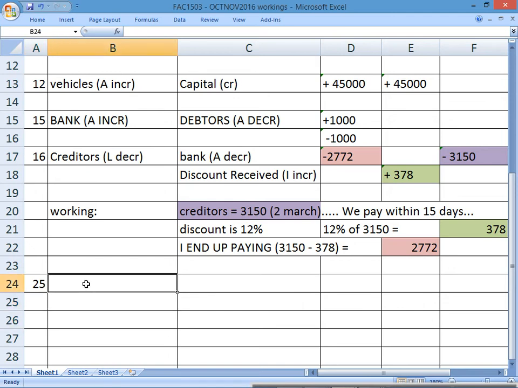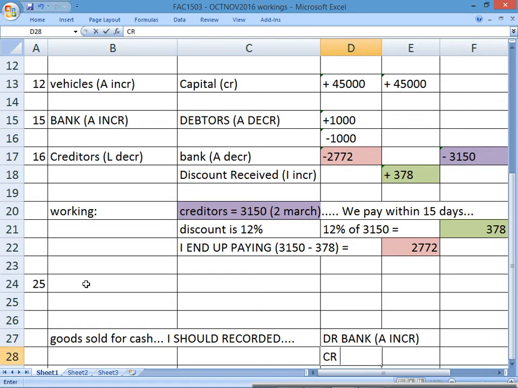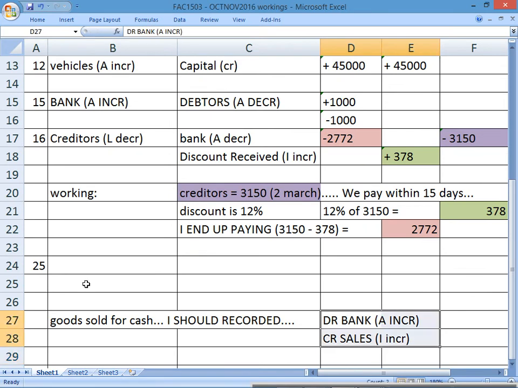So goods sold for 7,530 cash. This was goods sold for cash. I should have recorded, and this you would be able to do: debit the bank, asset increase, credit the sales, income increase. That you can do. This is what I should have recorded when I sold goods for cash, because that's what they said. They say it was incorrectly recorded in the debtor's control column of the cash receipts journal.